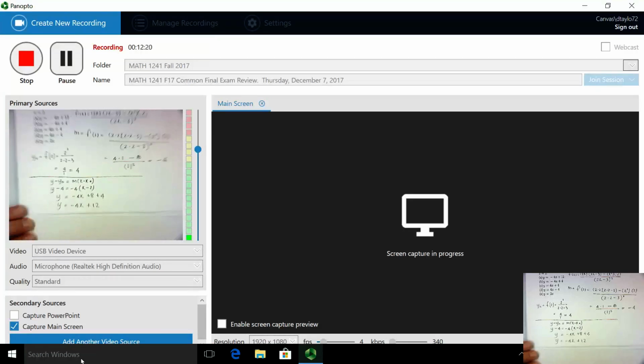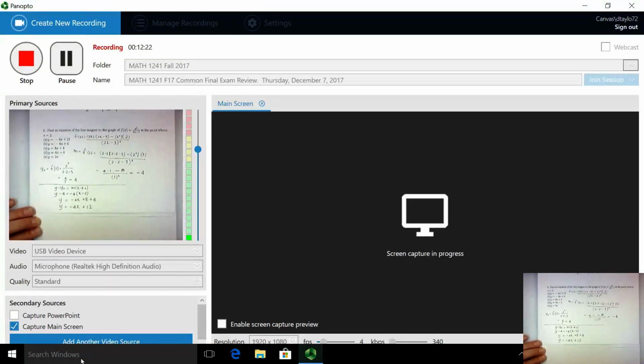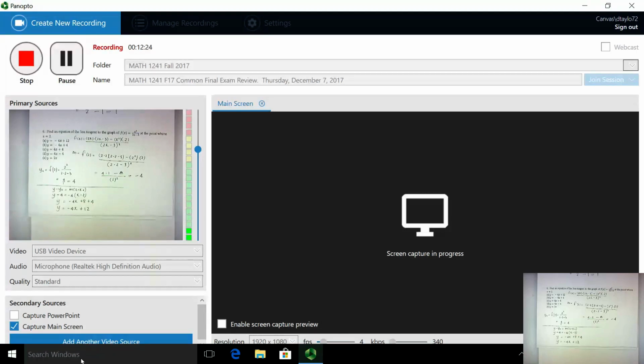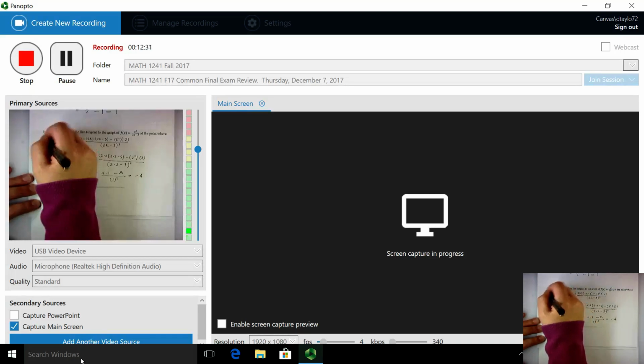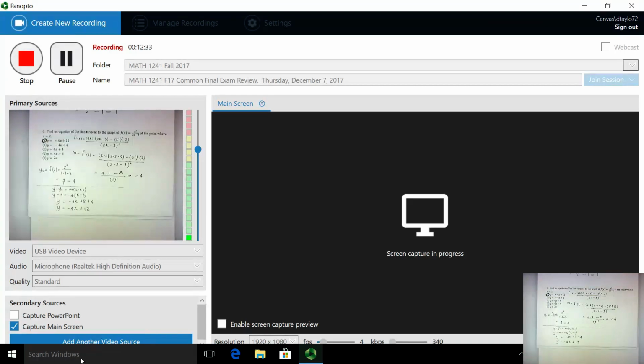I need to zoom out just a little bit so you guys can see everything that I've done here. All right, so the answer here is going to be, let's see, number 6. Answer here is going to be A, negative 4x plus 12.